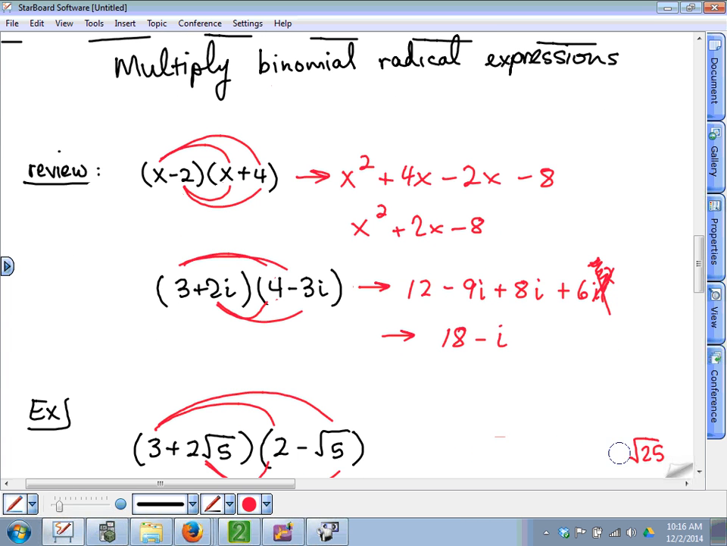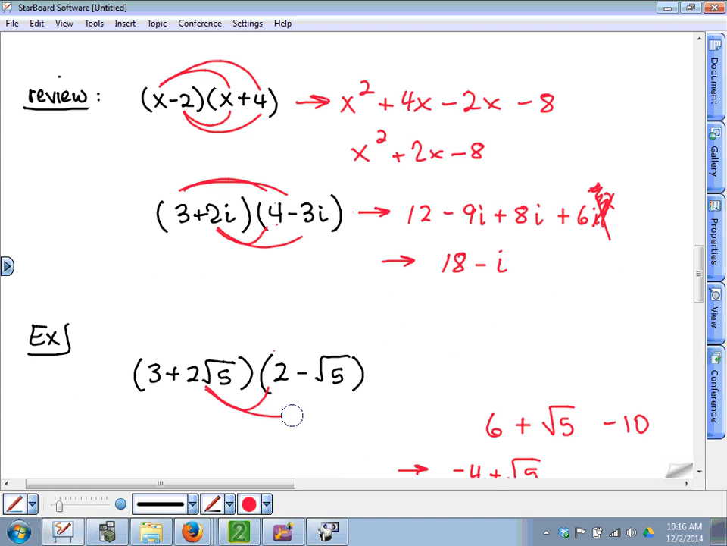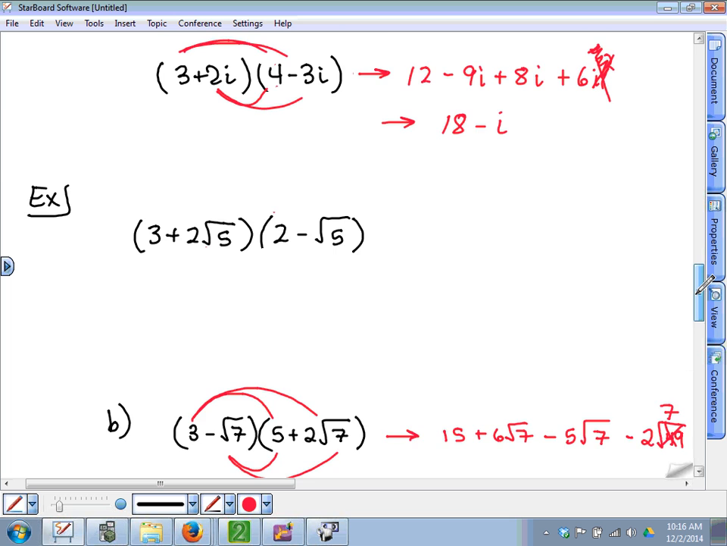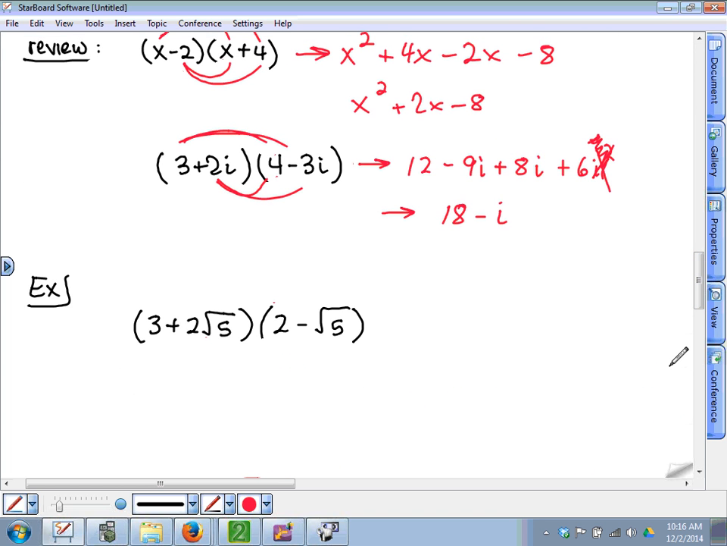Anywho, here's what we're going to be doing on your assignment. Something that looks like this. These are called binomial radical expressions. Binomial means there's two terms. Radical just means there's a square root sign in there or some kind of a root. We're just multiplying two binomial radical expressions.